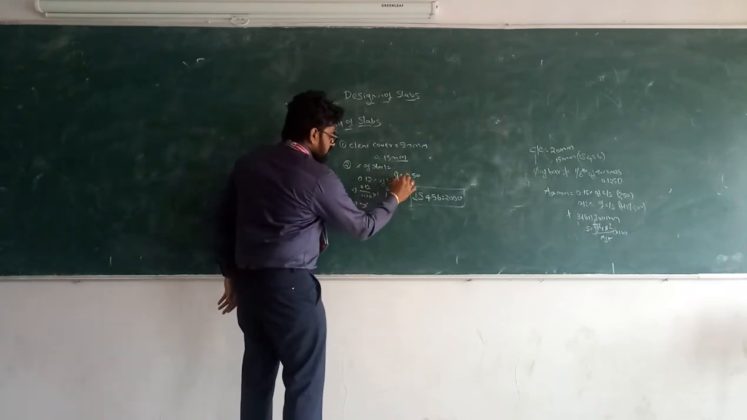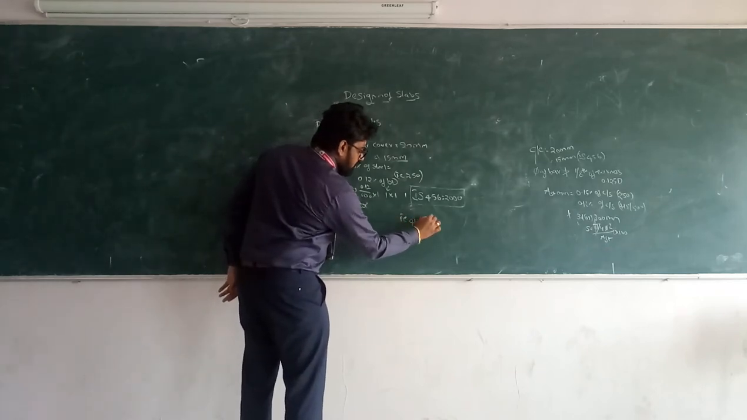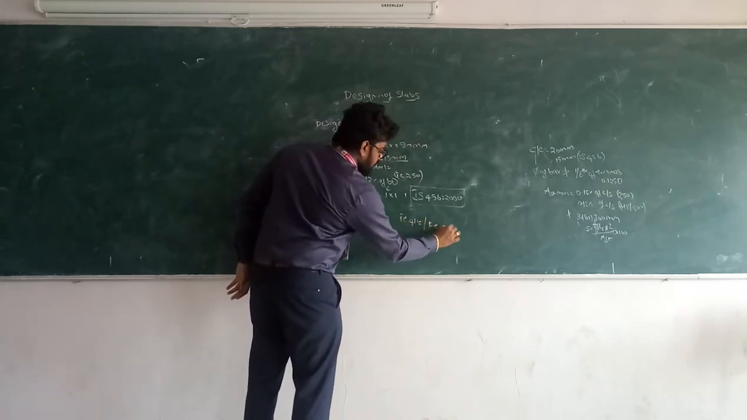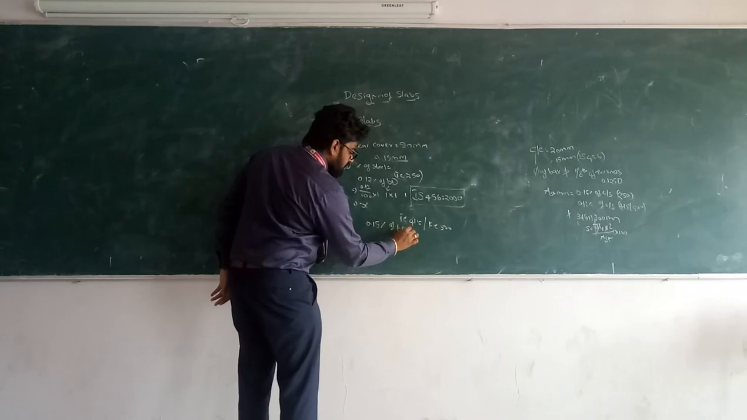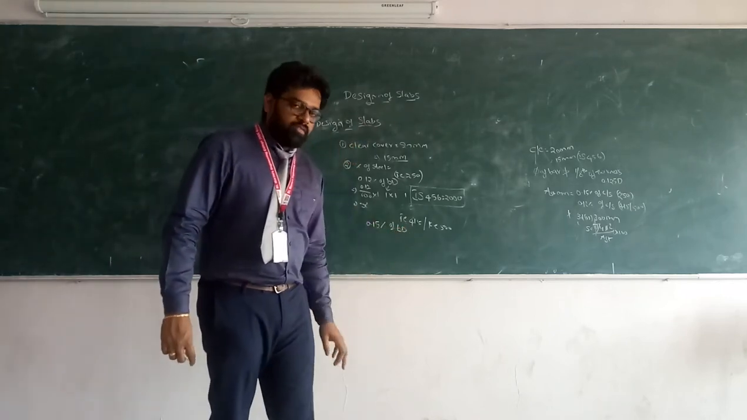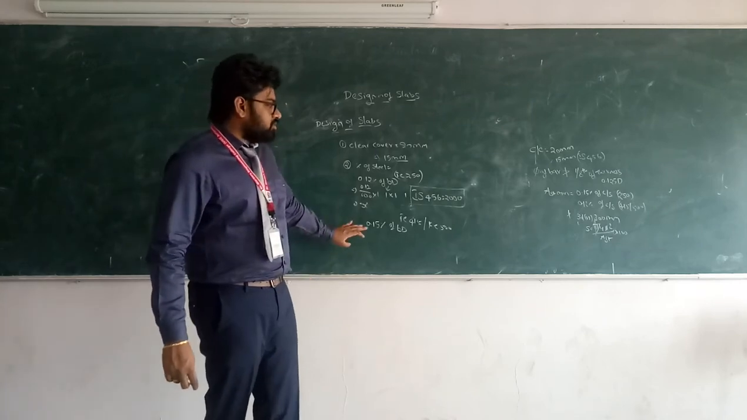Okay, this is the percentage of the steel. So this is for Fe 250. Similarly, if you go for Fe 415 or Fe 500, we have to use 0.15% of BD. So this is the percentage of minimum steel.